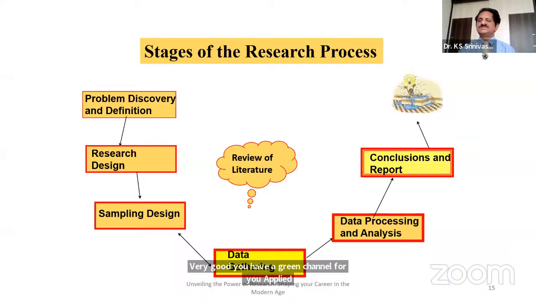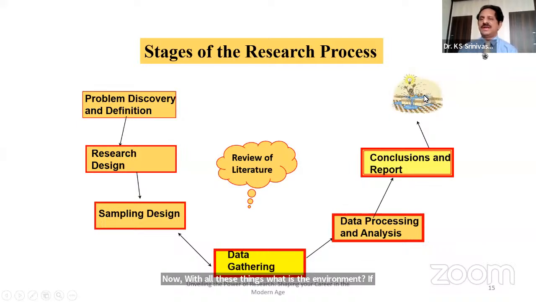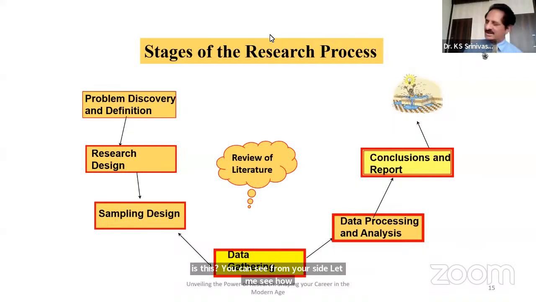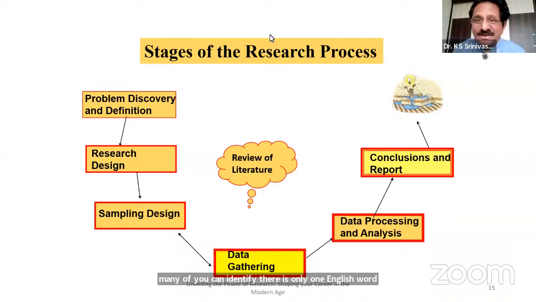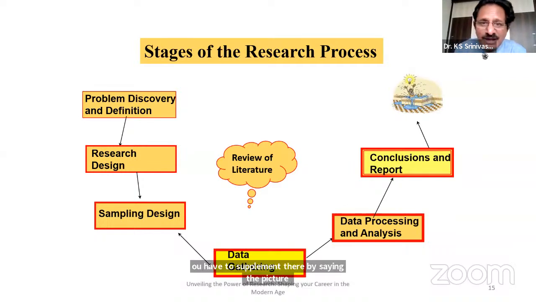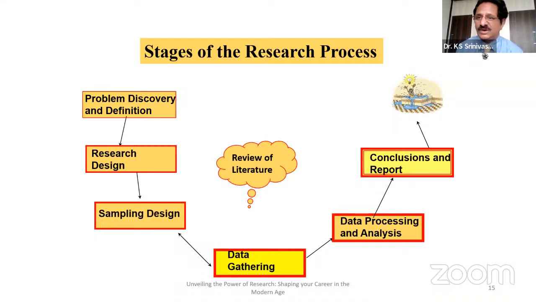Good. Now with all these things, what is the end result? If you see this picture, can anybody identify what this picture is? Can you type it in the text box? What is this you can see from your side? Let me see how many of you can identify. There's only one English word you have to supplement there by seeing the picture. One English word. Anyone? Can you type it in the chat box? One English word to supplement that picture. That is the research done by that guy.